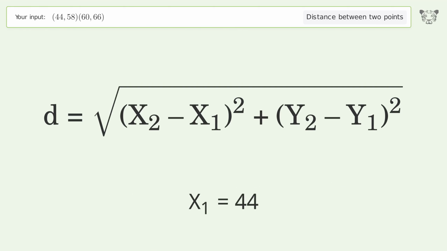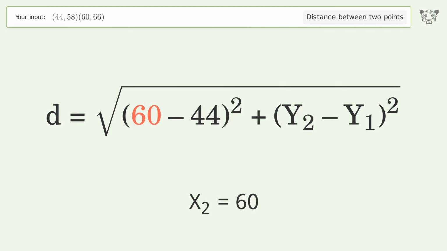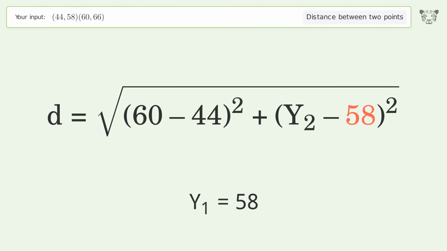x1 equals 44. x2 equals 60. y1 equals 58. y2 equals 66.